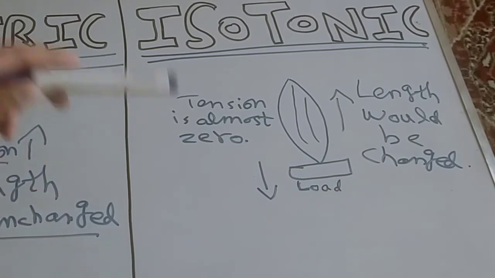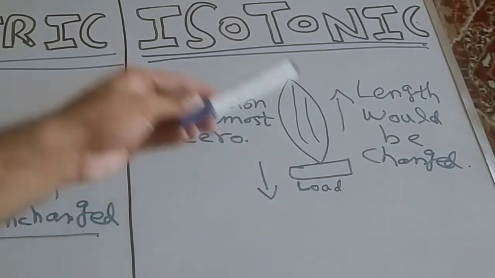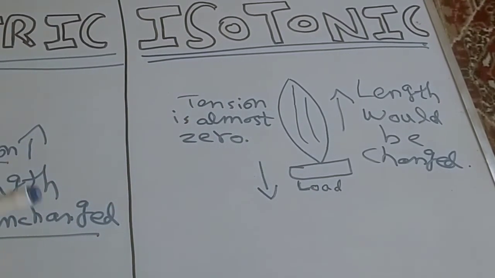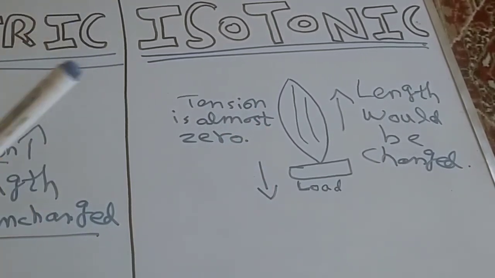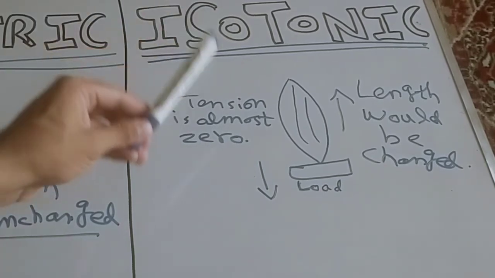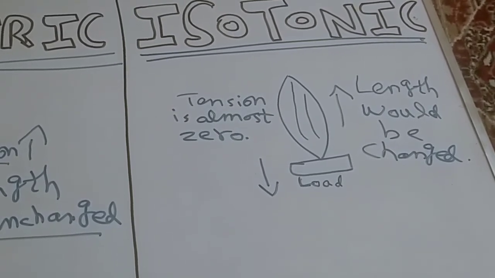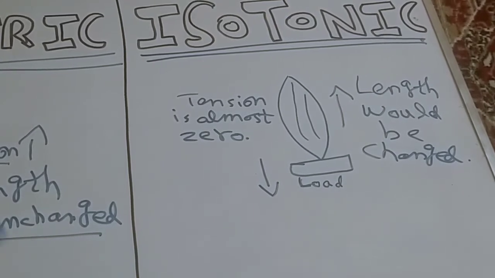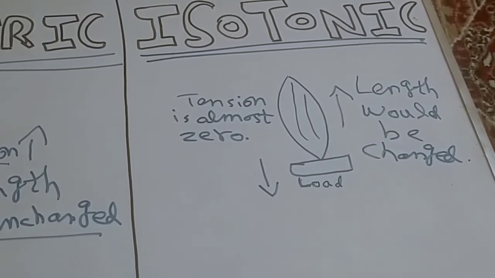But in the case of isotonic, there was no tension because of the small amount of weight. So the load can easily be picked up by this particular muscle, followed by the contraction, and the length was changed in the isotonic contraction. In short, the length was not changed in the isometric contraction because of the large amount of tension, and the length was changed and the load was uplifted followed by the contraction of the muscle due to the small amount of tension and weight. So that is the basic difference between the isotonic and the isometric contraction, and I hope you've understood this concept well.